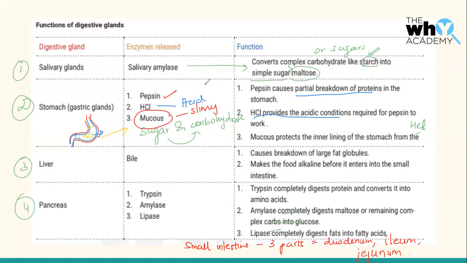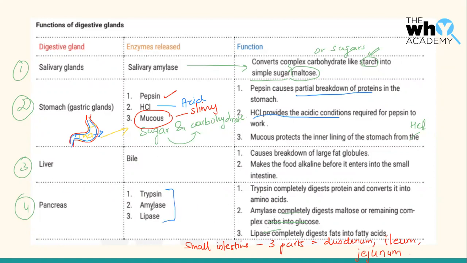Yes, Arna. Ma'am, in the liver, it is said that it makes the food alkaline. Does it make the food alkaline because it has a base in it? It makes the food alkaline because trypsin requires alkaline conditions to work.